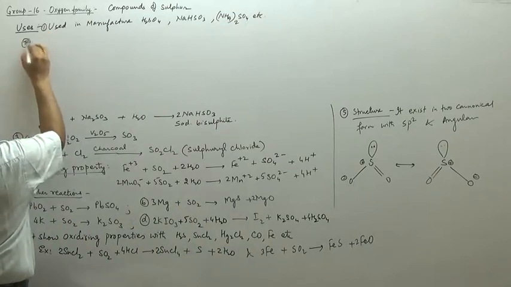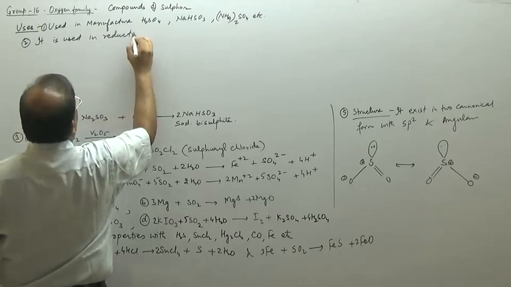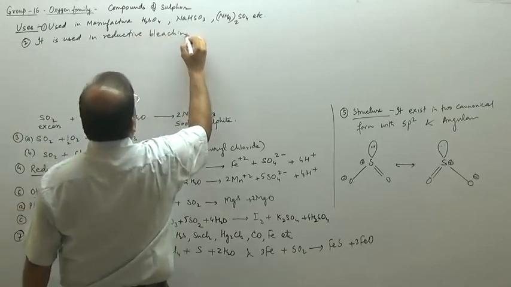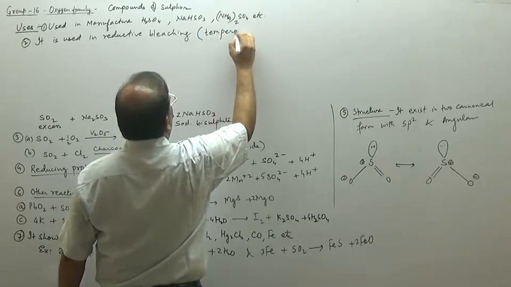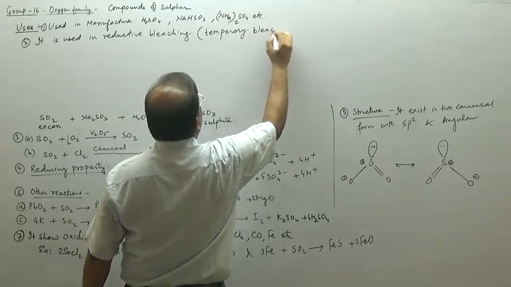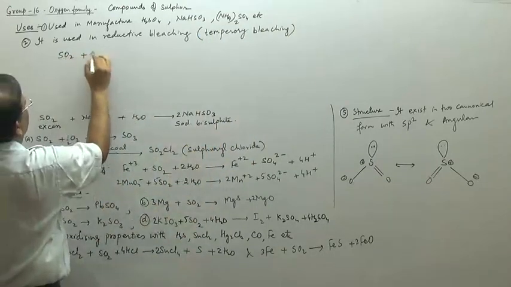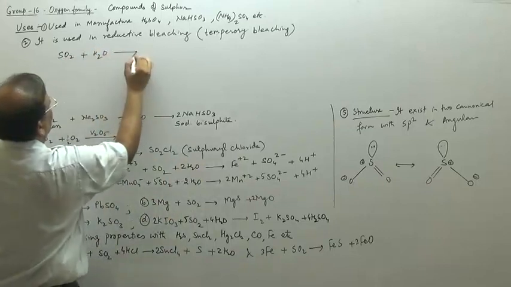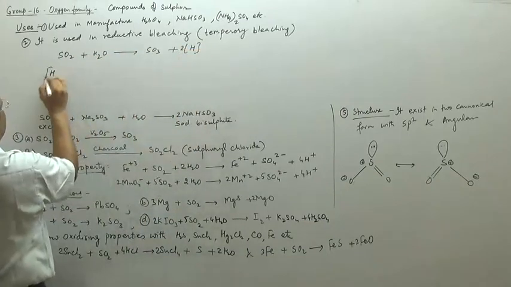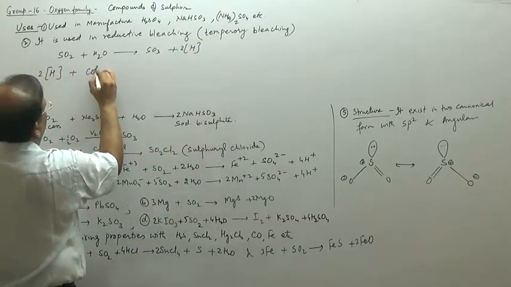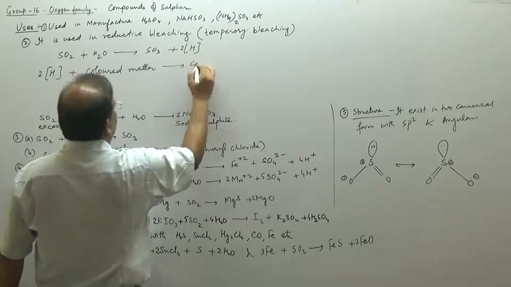So one is this, another is it is used in reductive bleaching, that is temporary bleaching. In temporary bleaching, in presence of sunlight, the color will again reappear. So SO2 when it reacts with H2O will get converted into SO3 plus nascent hydrogen is formed. This nascent hydrogen does the reductive bleaching. The colored matter will get converted into colorless matter.